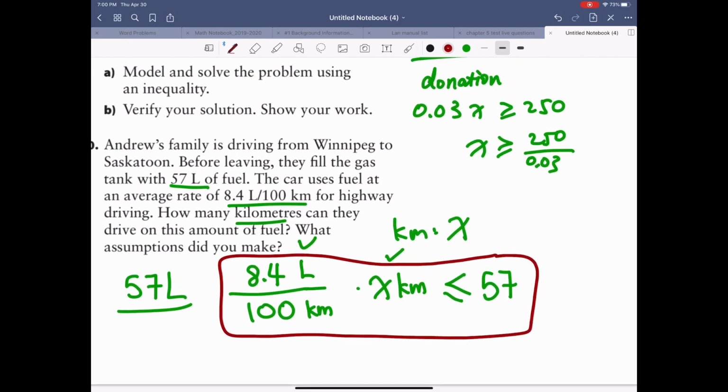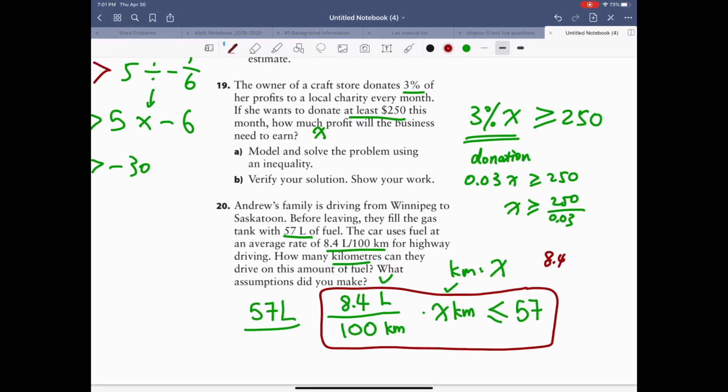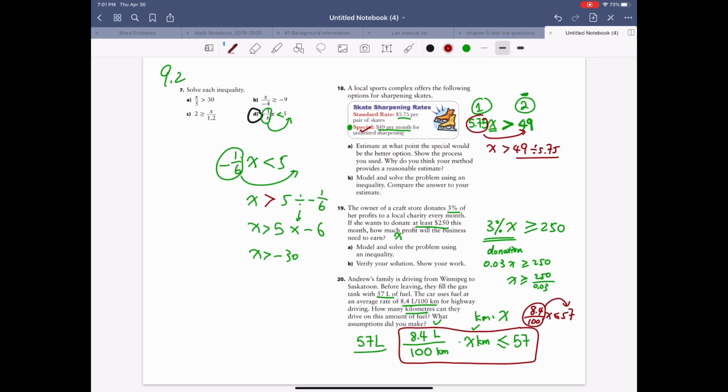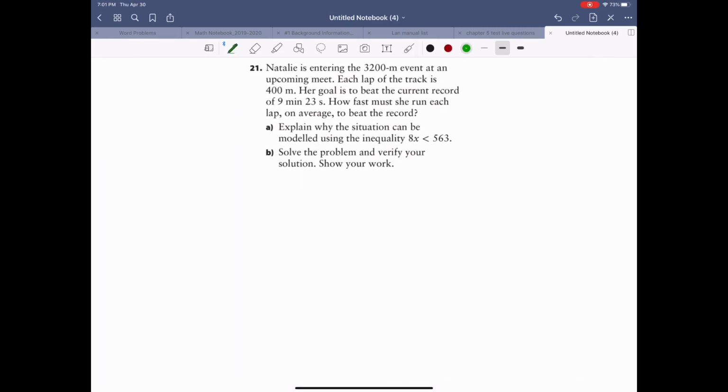And how do you solve it? Same thing. It's basically 8.4 over 100, x smaller or equal to 57. Okay, and then here you basically throw this to the other side. Because it's positive, you don't have to change the signs. You just use your calculator to do it. Okay, yeah. Setting up the equation is the most important. It's the hardest part. Solving is not the hardest part. Okay.